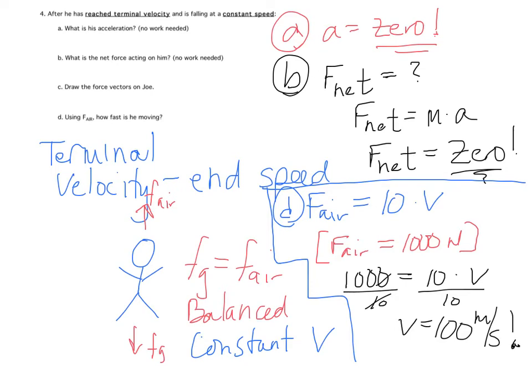That is super fast, and most definitely unrealistic for somebody falling. It wouldn't be quite that fast. It'd be probably about half as much as that. But just for fun, we have our stick figure Joe physics going about 100 meters per second.